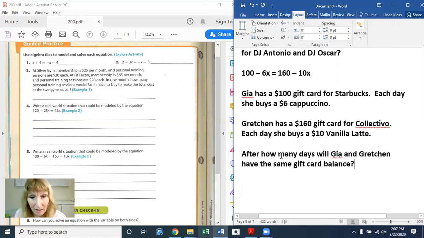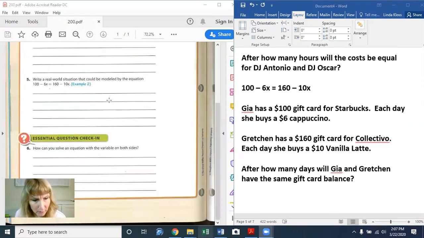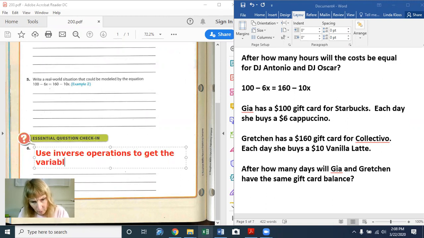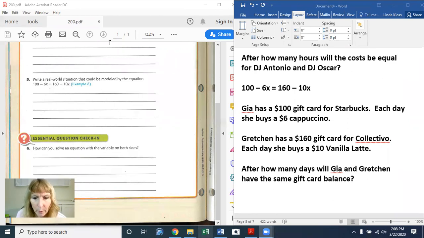Okay. And then the final one, let me scroll that down here, is number 6. How can you solve an equation with the variable on both sides? I've been saying this for a bit now. Use inverse operations to get the variable by itself on one side of the equation. Okay. All right, so that's your guided practice.